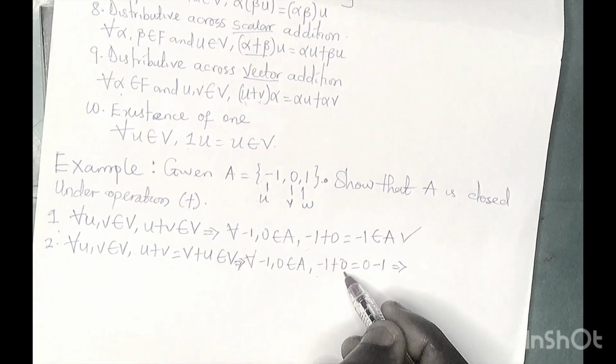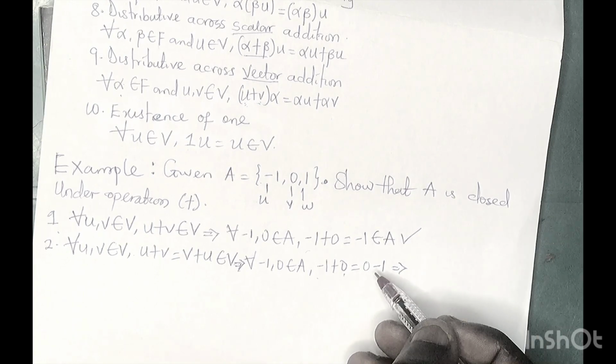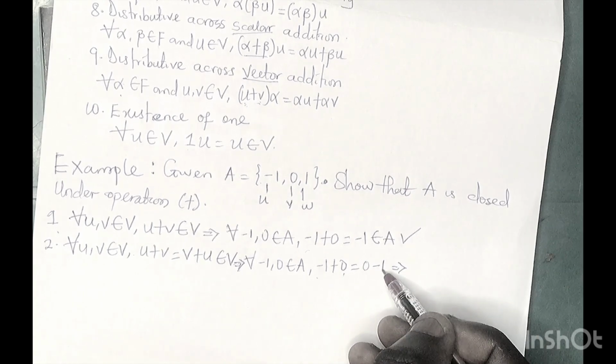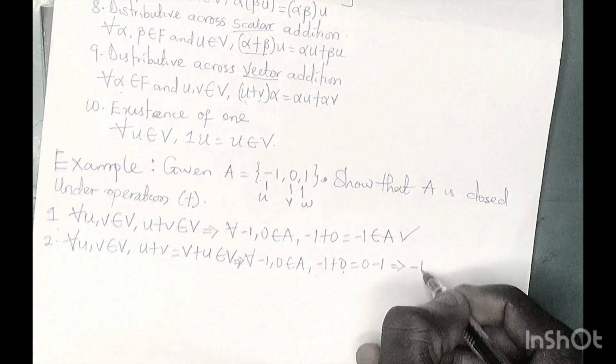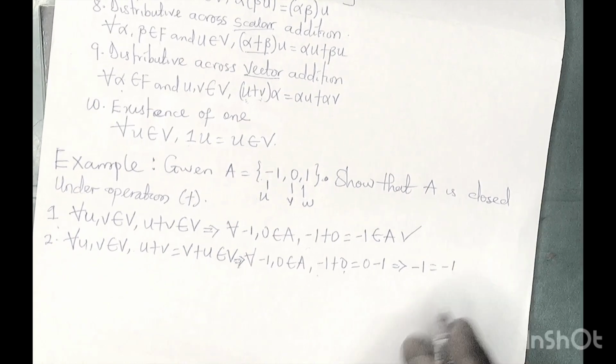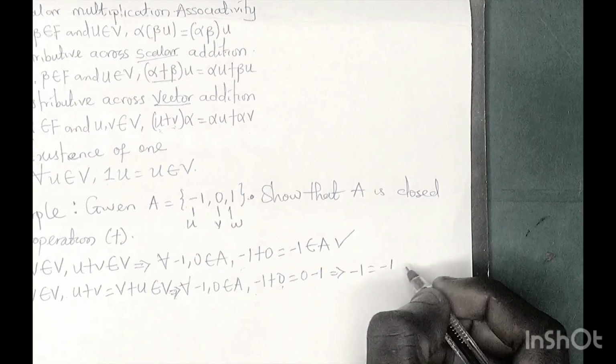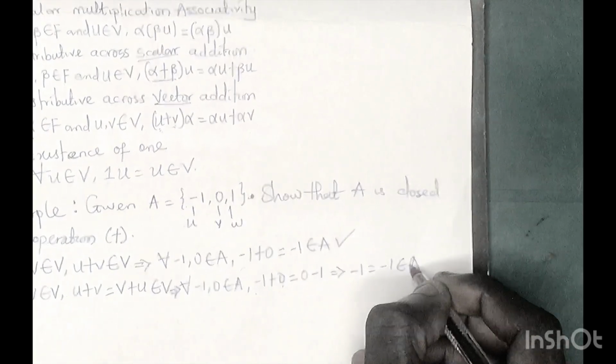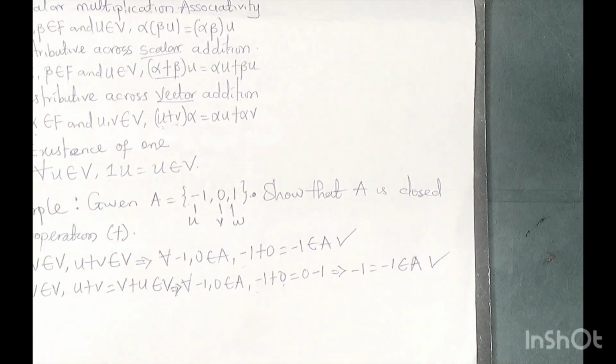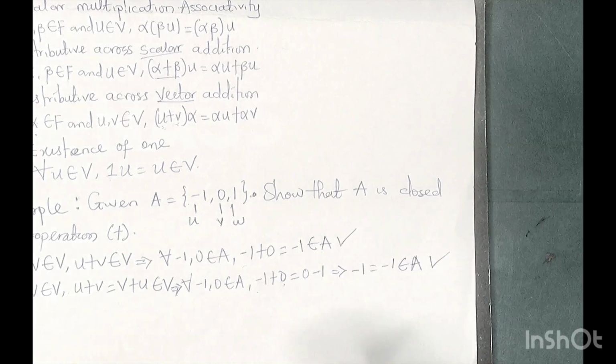Minus 1 plus 0 will give us what? Minus 1. And 0 minus 1 will also give us minus 1. So therefore, minus 1 equals minus 1. And you can see that minus 1 is still in my A, and minus 1 is in my A. Therefore, it is satisfied. Do you get what I'm saying now?